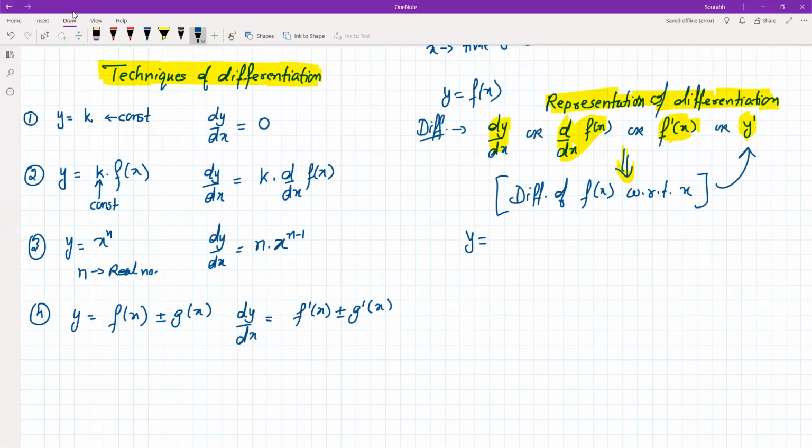Suppose y is equals to 23 is a function. Does it depend on x? Can we see here that it will change with x? There is no x term on the right hand side. That means whatever x be, y will always be 23. So in that case, we say that dy by dx is equal to 0.